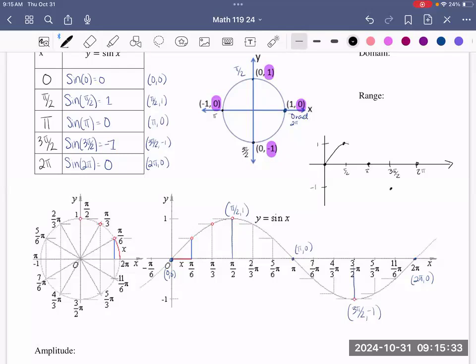So connecting your dots here, this would be a very basic graph. And we do want to show that our graph does continue throughout this revolution.